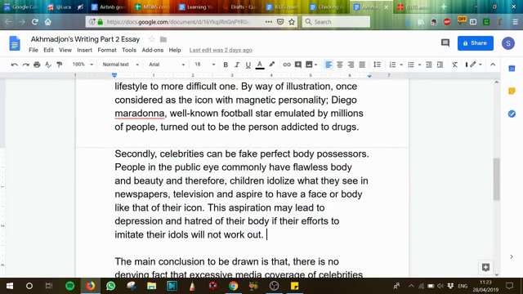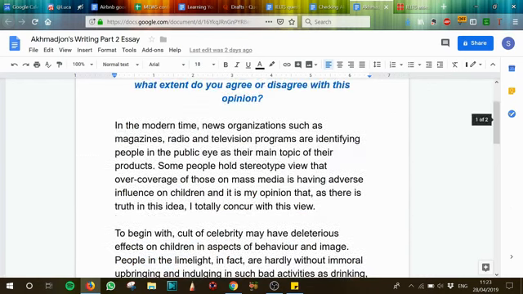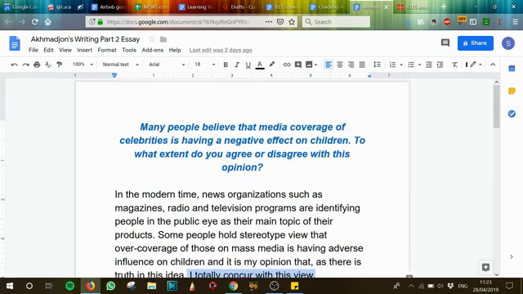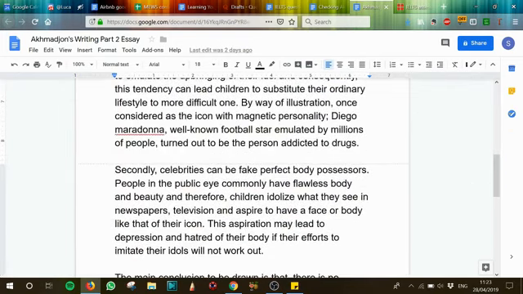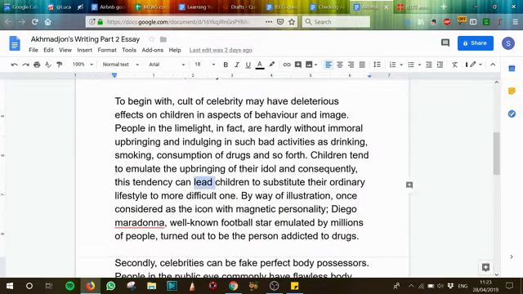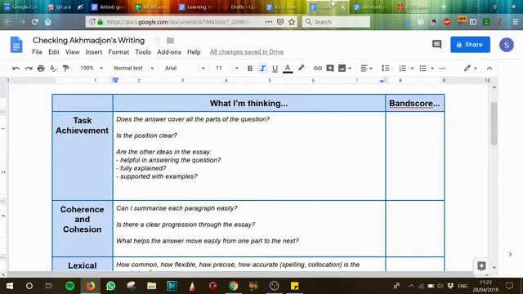It's much clearer. He begins by saying this paragraph is about fake perfect bodies. And he says that people in the public eye have flawless bodies. People try to imitate them, and this makes them depressed. And that's a very clear paragraph that really does explain why Akmajon totally agrees with the statement from the question. So I think the second paragraph is really clear and really helps me understand his point of view. The first paragraph, perhaps a little bit less.